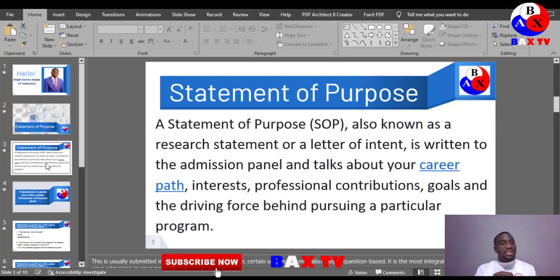Basically, in graduate studies, these statements of purpose are very key. If you're not able to write a good statement of purpose, you could be denied admission, and that wouldn't be good news for you. So in the next few minutes, I'll be taking you through the guidelines, and please pay attention. Leave your comments in the comment section. I'll be responding to them accordingly.